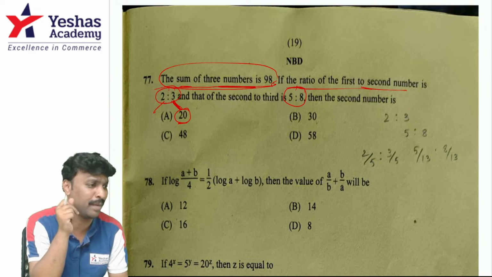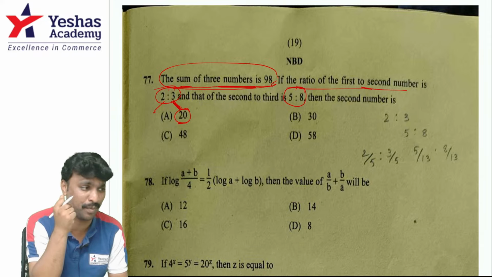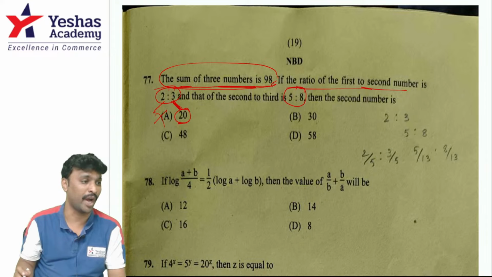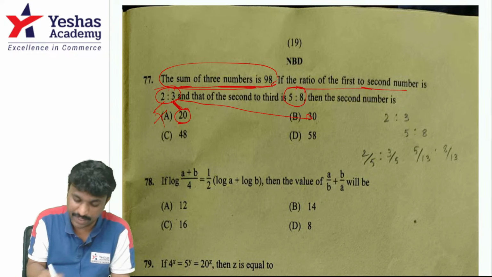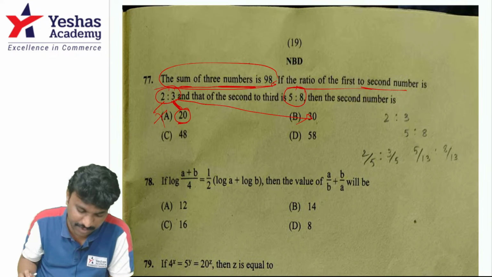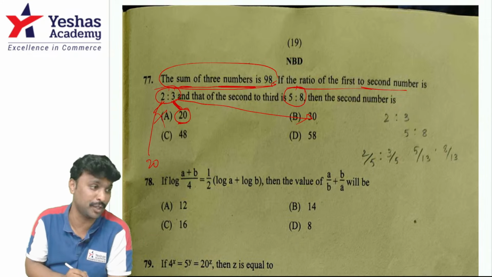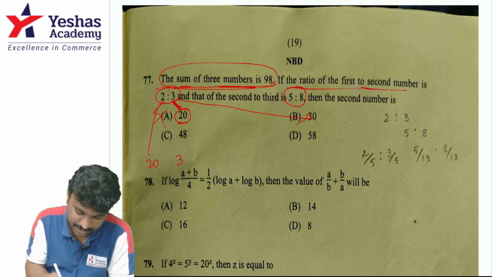A decimal value. One part is 20 by 3, which is 6.66. Avoid the decimal values. So option A, I'm avoiding it. 3 parts, can it be 30? Yes. If 3 parts is 30, one part is 10. So 2 parts is 20. First number is 20, second number is 30.